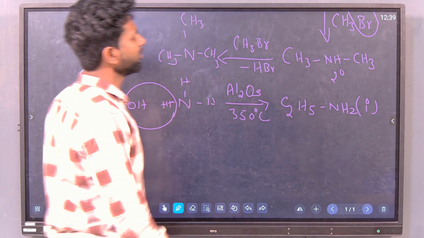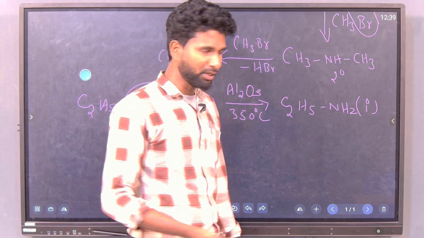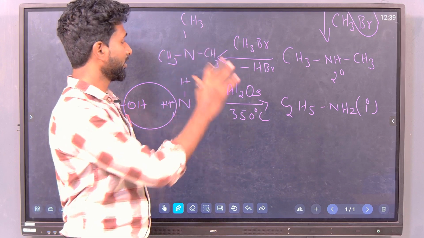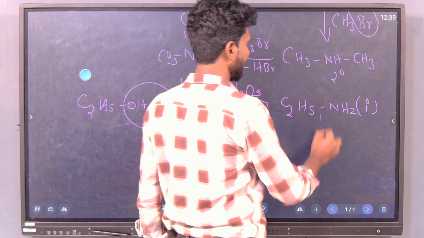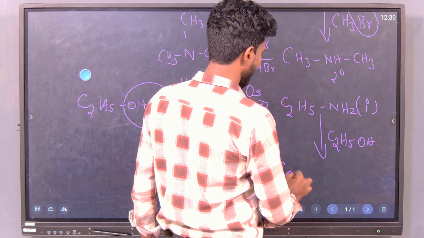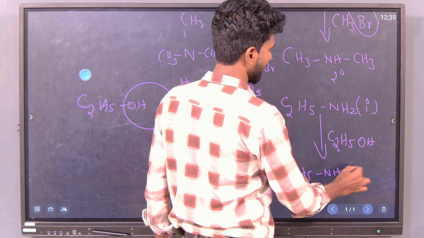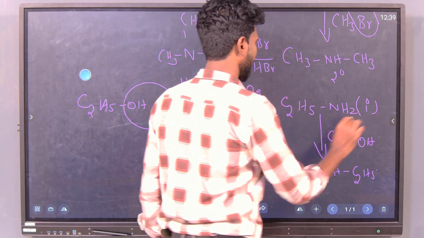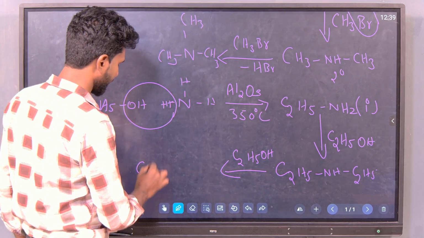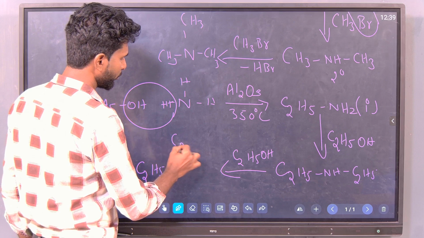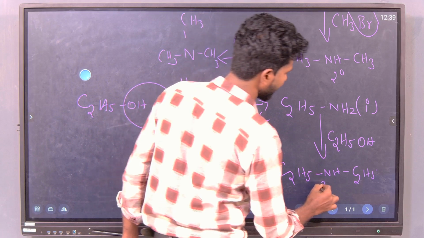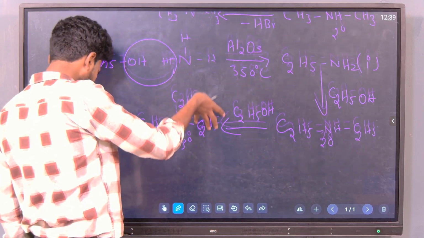Then we have to add one more molecule of alcohol, ethyl alcohol. The same process is repeated, as we learned in the alkylation method. For example, see here: we get a secondary amine, C2H5NHC2H5. Again water is removed. Further, we get a tertiary amine, that is N(C2H5)3. This is tertiary, this is secondary. The same process will be repeated.